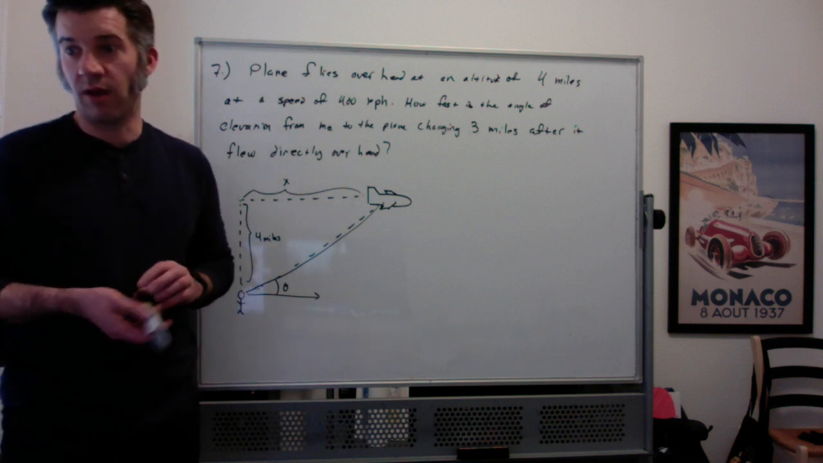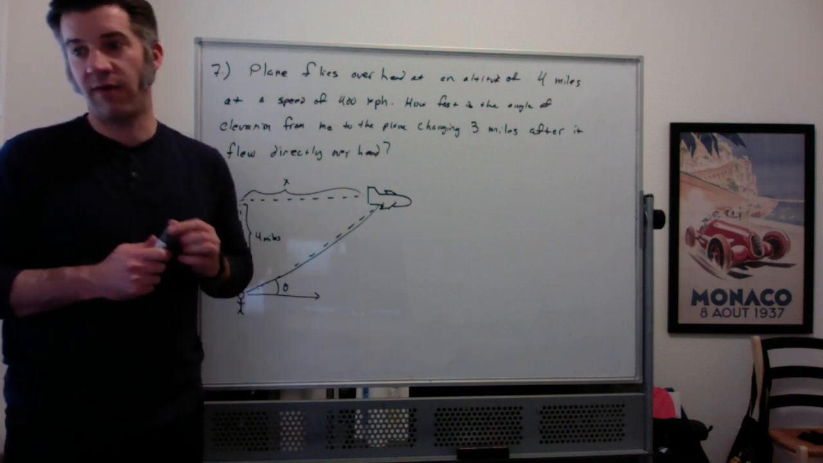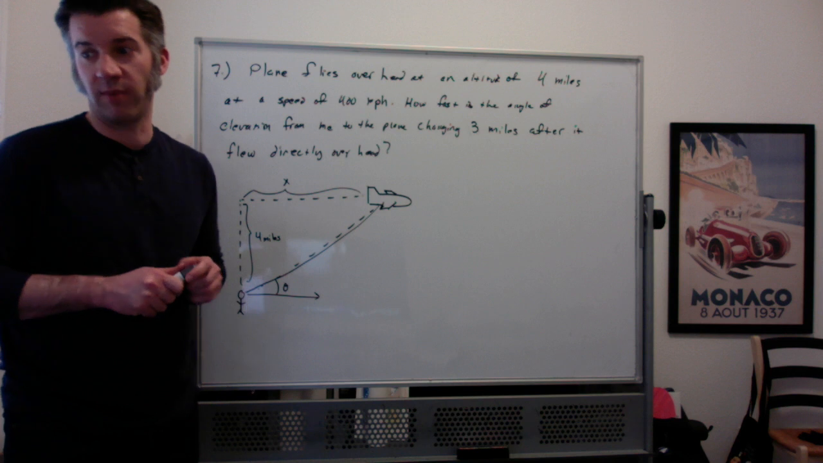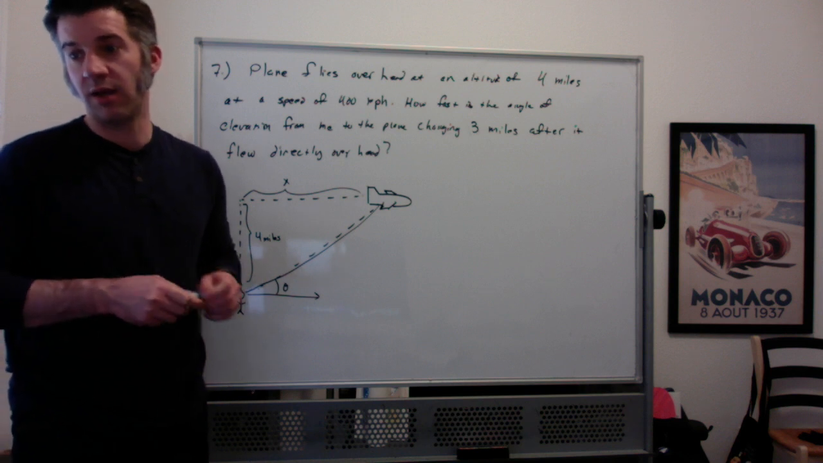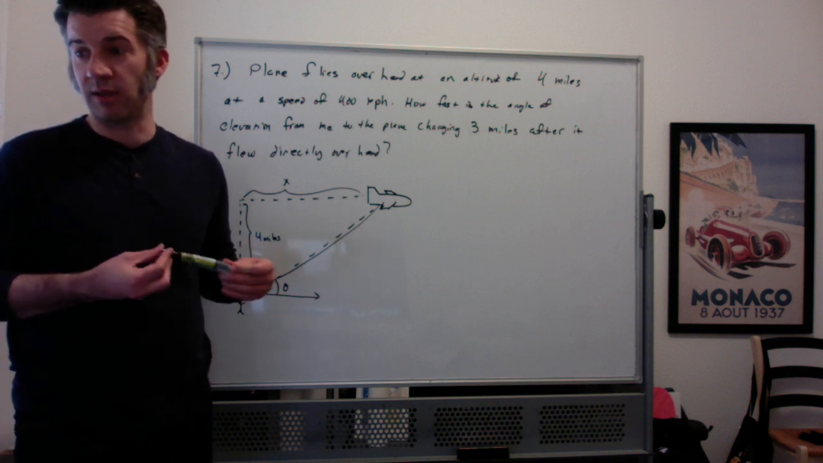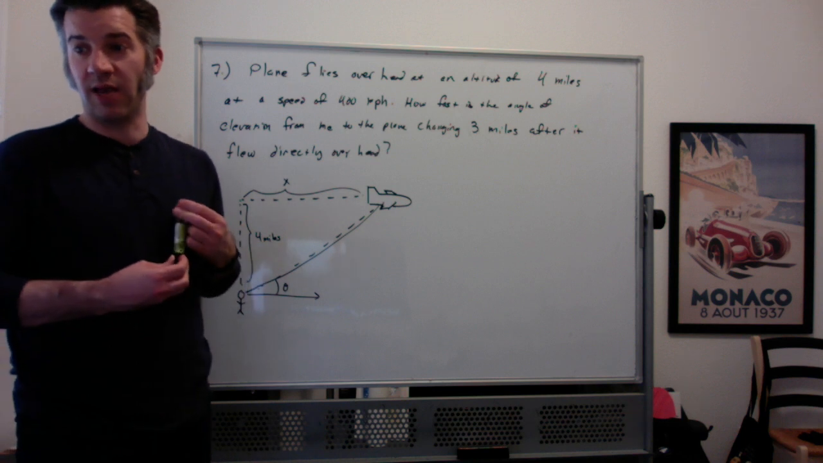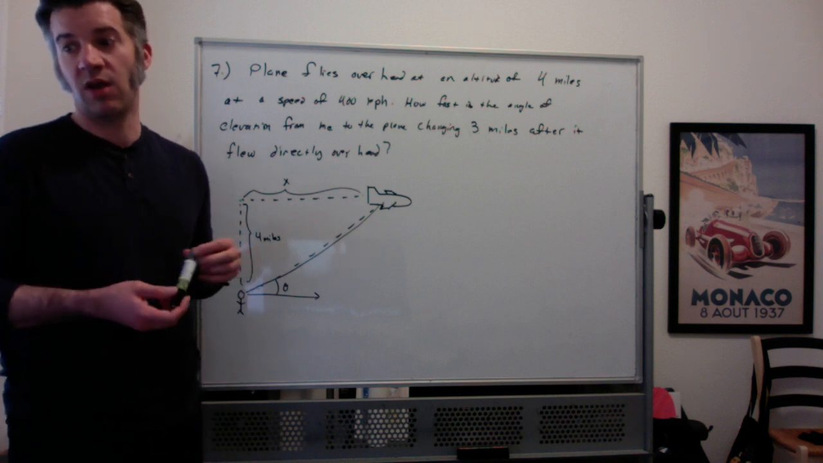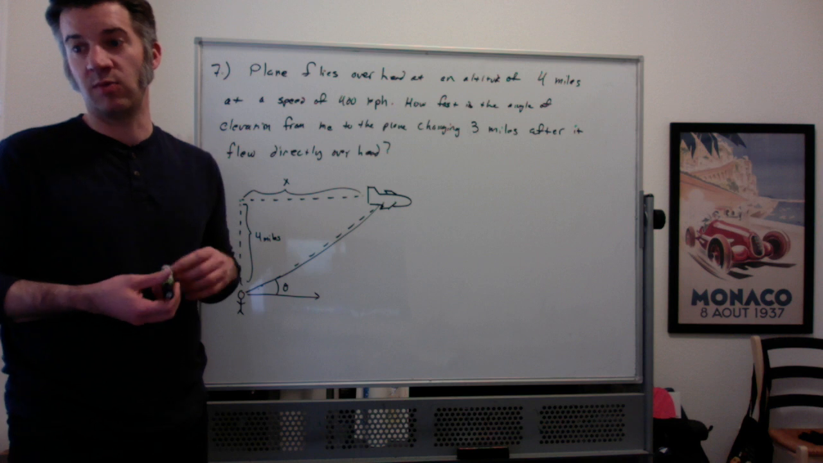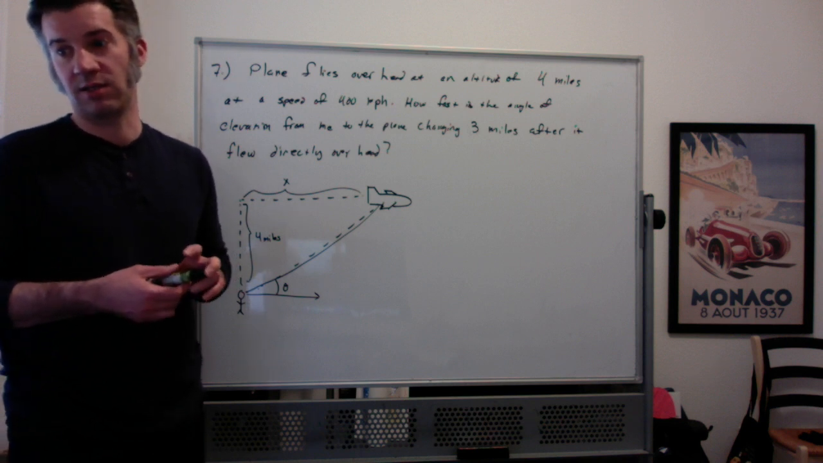All right, here's problem 7. The text of it says, every day a flight from Sacramento to Seattle flies directly over my house at a constant altitude of 4 miles. If I assume that the plane is flying at a constant speed of 400 miles per hour, at what rate is the angle of elevation of my line of sight changing with respect to the time when the horizontal distance between the approaching plane and my house location is exactly 3 miles?